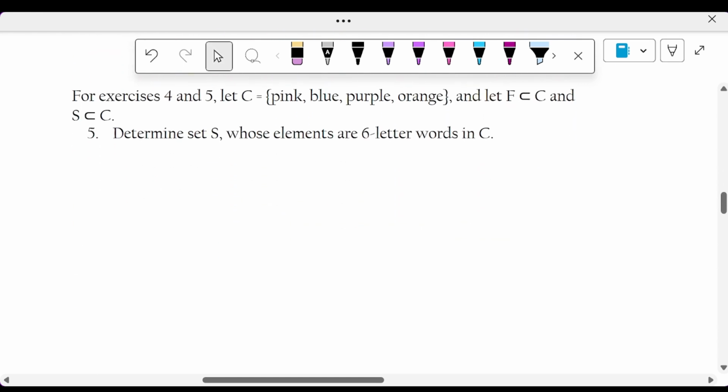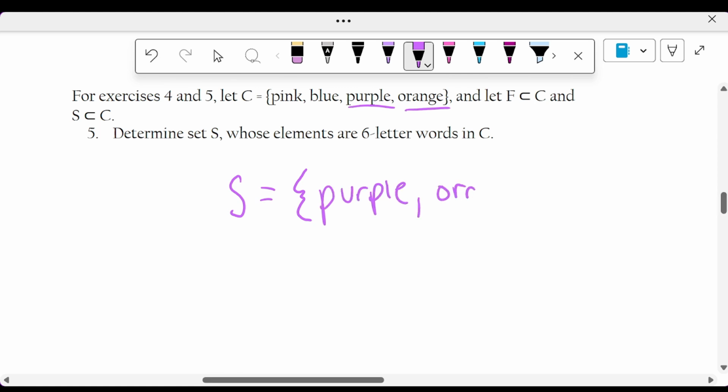Question 5. Determine set S whose elements are 6-letter words in C. So S equals curly brace. The 6-letter words are purple and orange. So our set will look like this. And it is indeed a subset of C because all the elements of S are also in C, but not all the elements of C are in S.